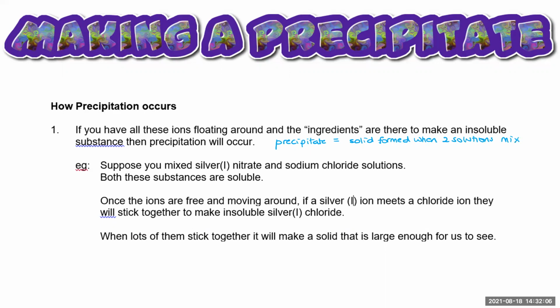So if you were mixing silver 1 nitrate and sodium chloride, let's see what you would have in that solution. So in silver 1 nitrate, you would have silver 1 ions and nitrate ions. In sodium chloride, you would have sodium ions and you'd have chloride ions.